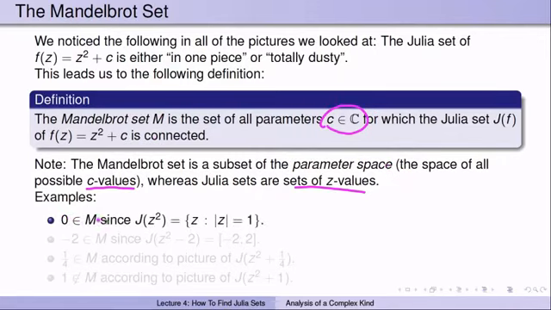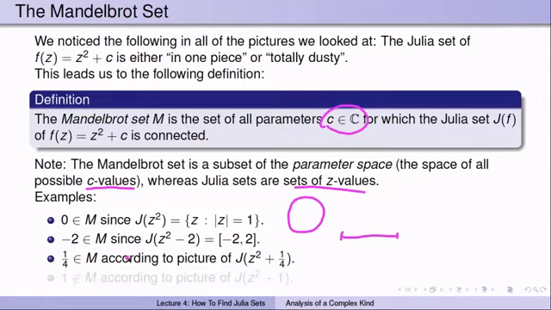0 belongs to the Mandelbrot set because we calculated its Julia set. The Julia set for the function z squared, which is the case when c is equal to 0, was the circle of radius 1. A circle is a very connected piece. It's just in one piece, and so 0 belongs to the Mandelbrot set. When c is equal to -2, we calculated its Julia set last class. We found the Julia set of z squared minus 2 is the interval from -2 to 2. That's again a connected piece, and so -2 does belong to the Mandelbrot set.